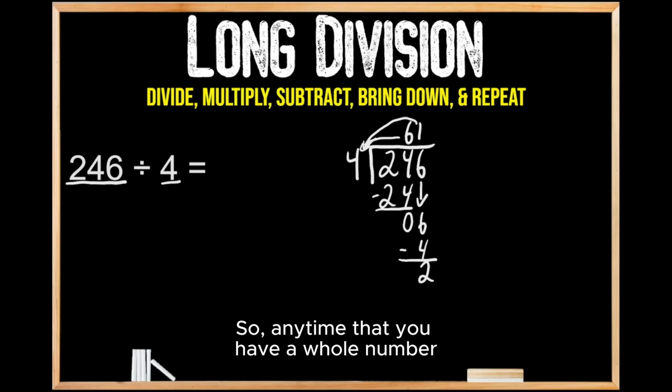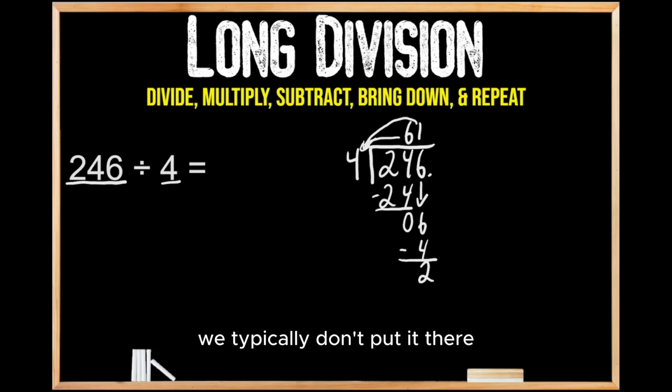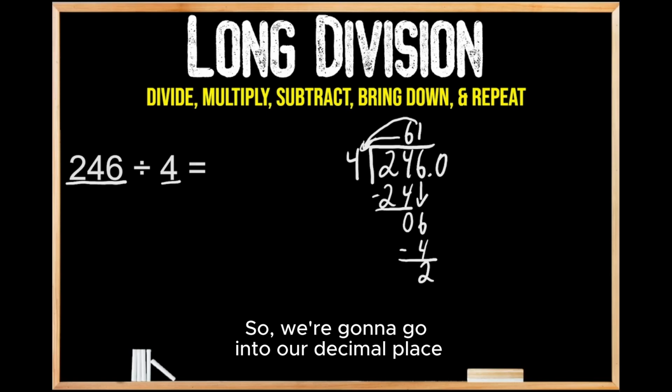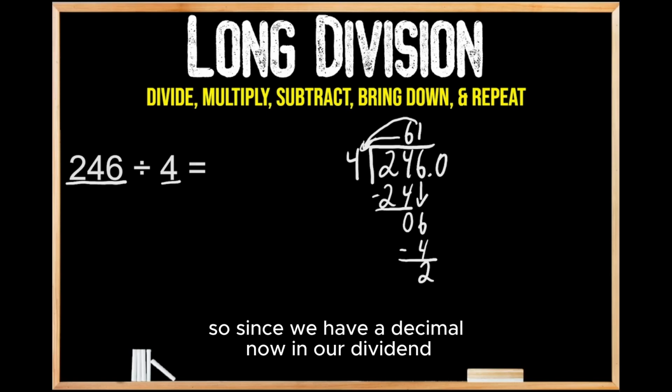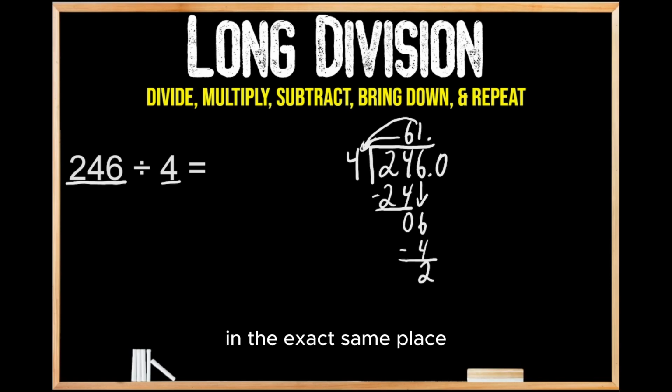Anytime that you have a whole number, there is a decimal written to the right of that whole number. We typically don't put it there though. And then to the right of that decimal, there's repeating zeros. So we're going to go into our decimal place. So since we have a decimal now in our dividend, we need to make sure that we put a decimal in the exact same place up top in our quotient, or where our answer is eventually going to go.